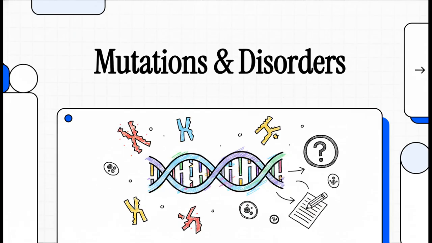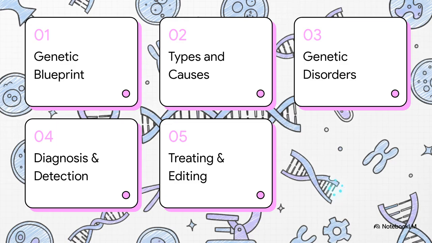But what actually happens when that code gets scrambled? Well, let's find out. So here's our quick roadmap for today. 1. The genetic blueprint. 2. The types and causes of mutations. 3. Classifying genetic disorders. 4. Detecting those anomalies. And finally, 5. Treating and editing DNA. Let's get into it.